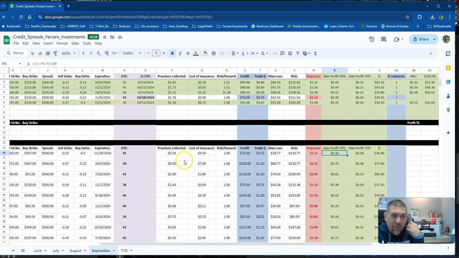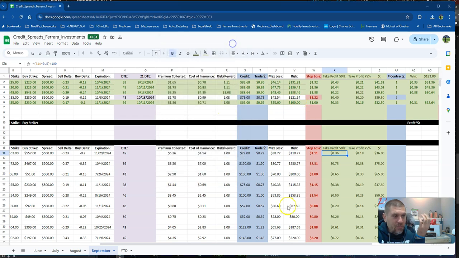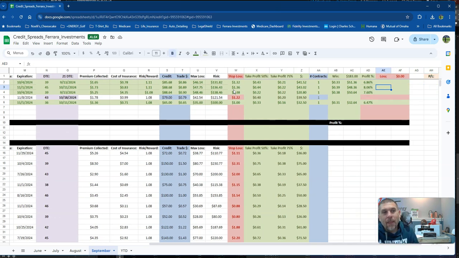We're risking 500 minus our $72. So the most that we can lose on this trade is 500 minus 72, which is $428. Now, if you look up here, what I did is I want to be over 6% profit. Basically I'm risking $500, and of that $500, I want to make at least 6%. So that's where I get this profit percentage.